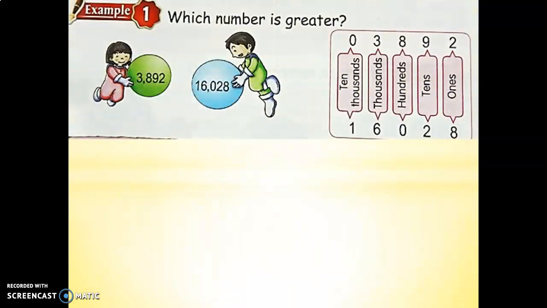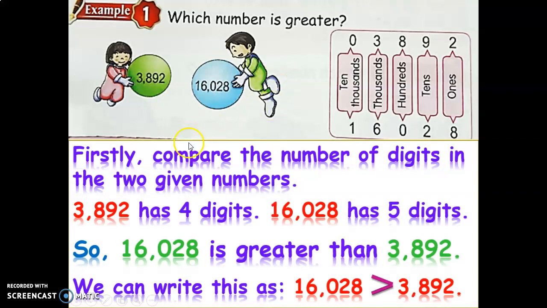Let's have one example for comparing numbers. You have to answer the question, which number is greater? Is it 3,892 or 16,028? Firstly, we have to compare the number of digits in the two given numbers. So 3,892 has 4 digits, 3, 8, 9, and 2. 16,028 has 5 digits, 1, 6, 0, 2, and 8.